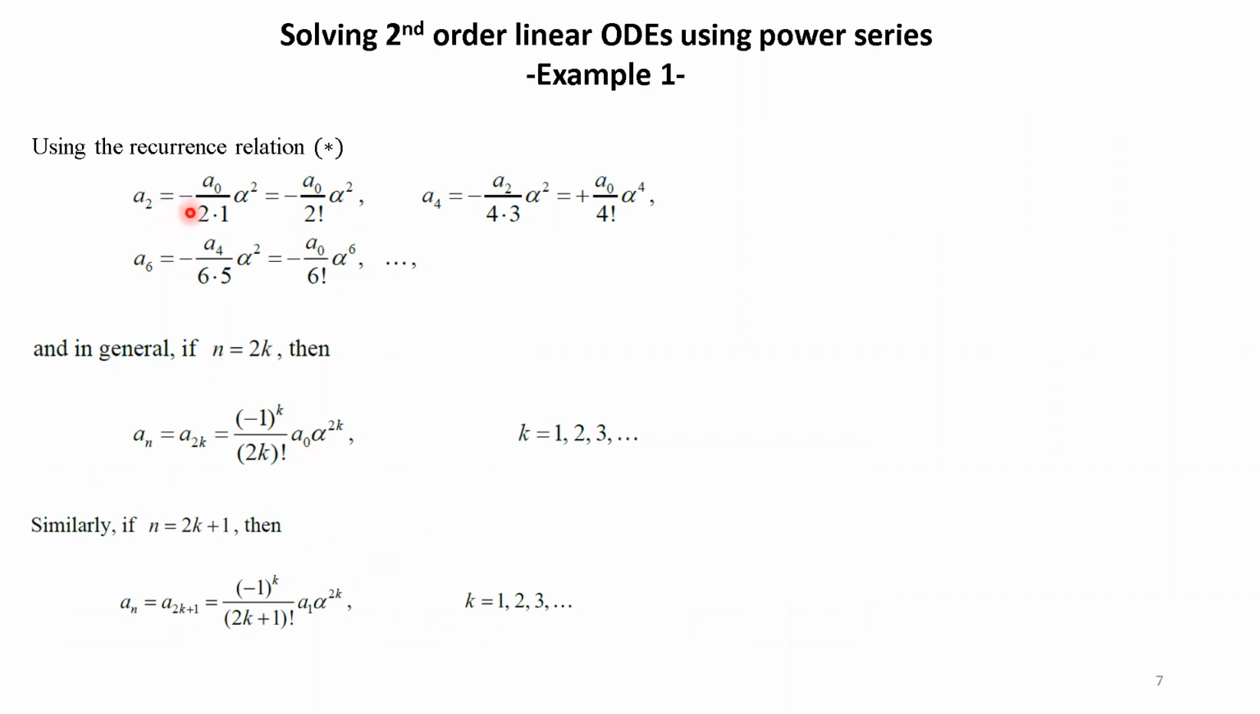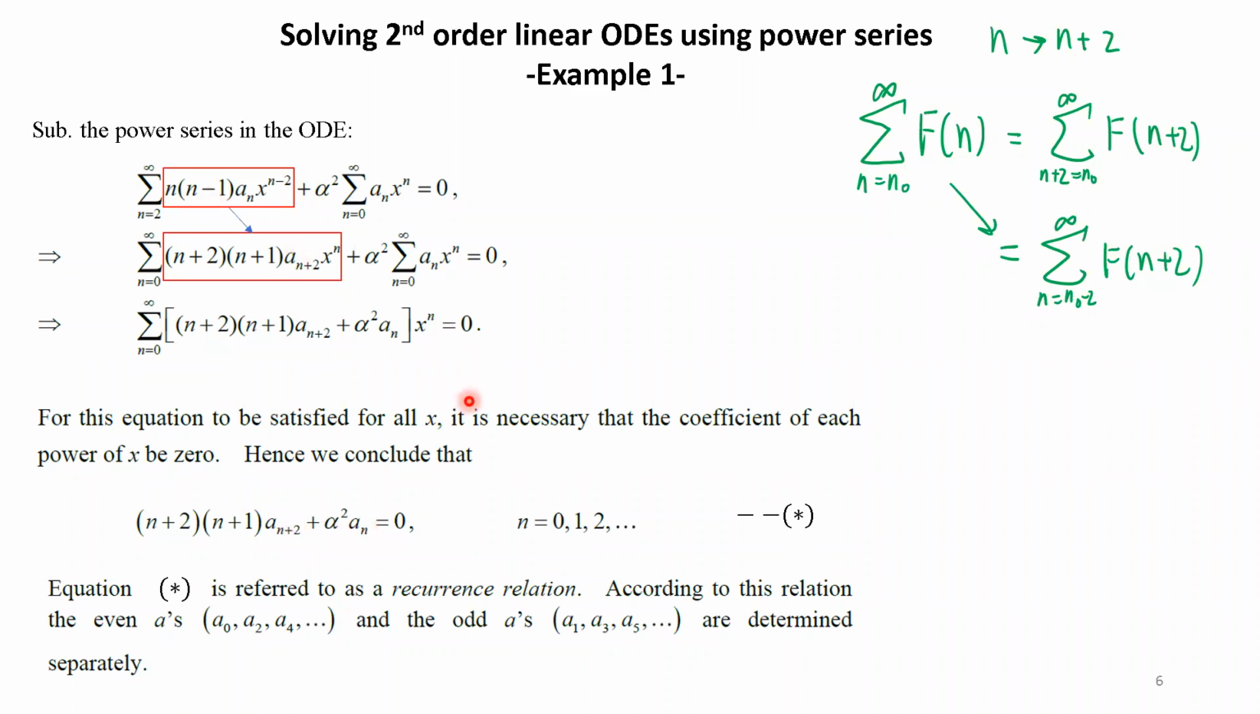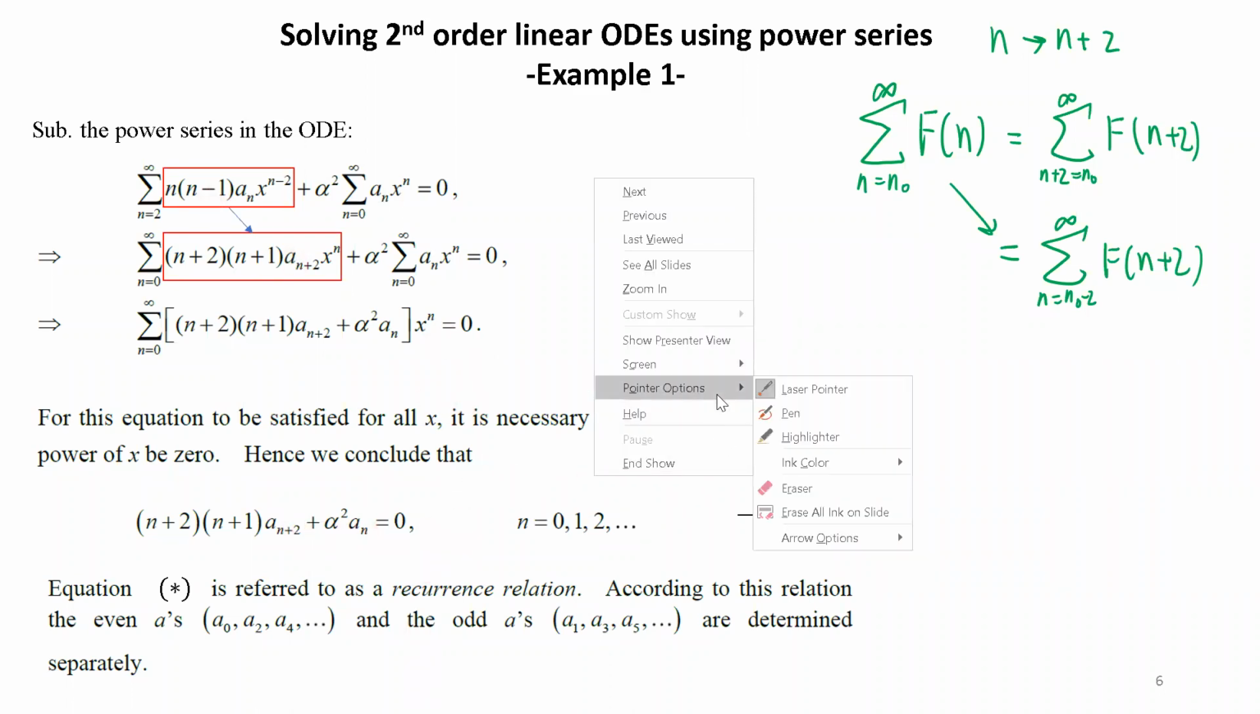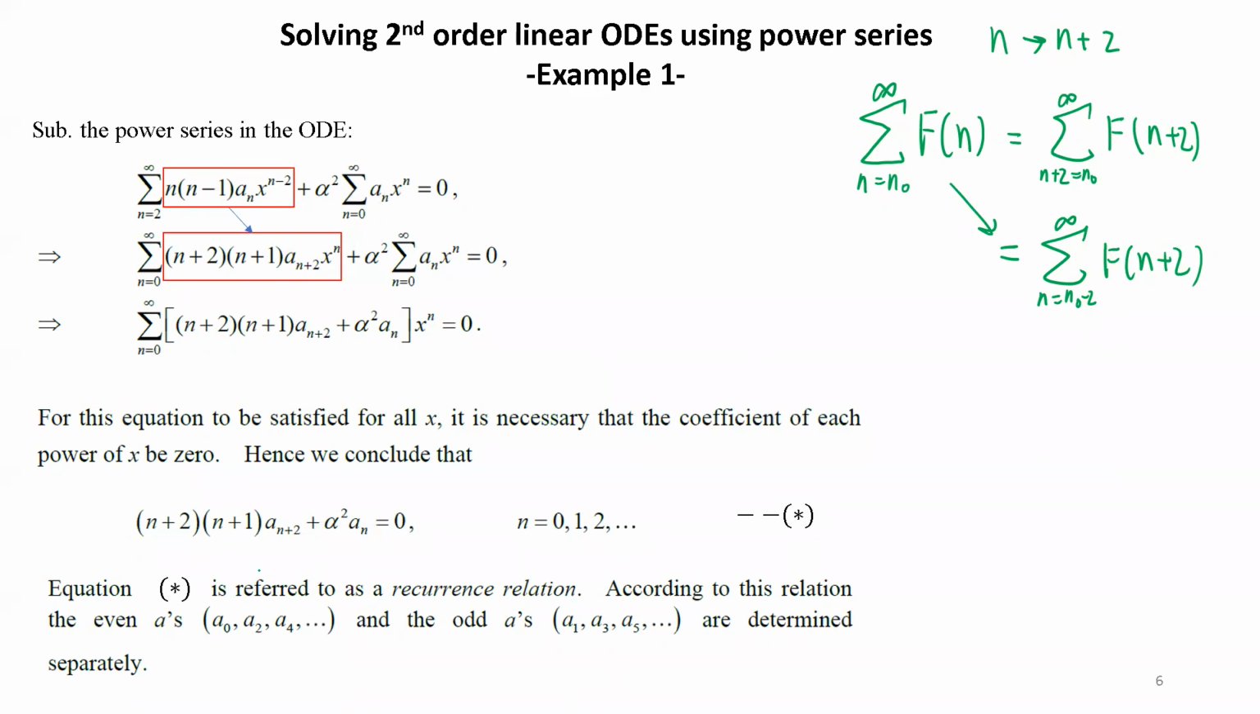So let me further write it one more time: you see that this a_(n+2) is equal to minus alpha squared divided by (n+2)(n+1) times a_n, right?